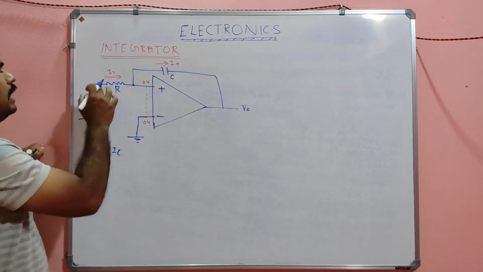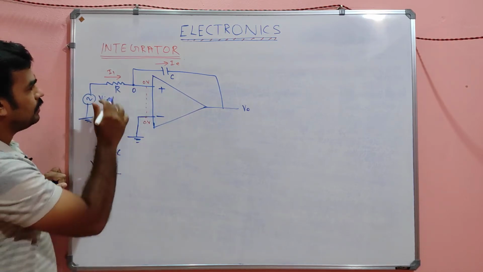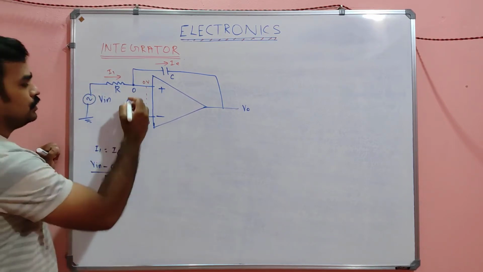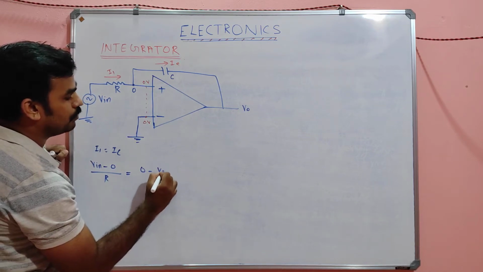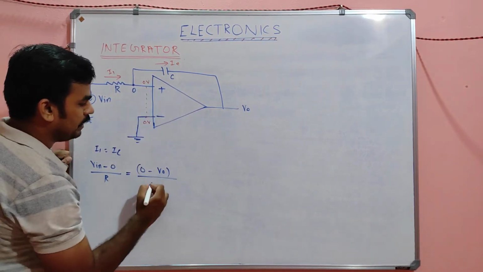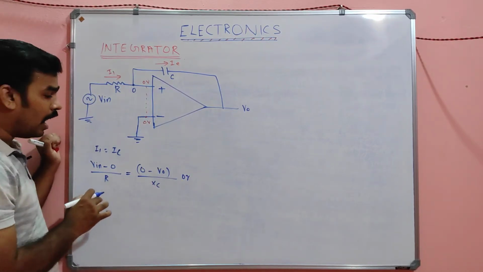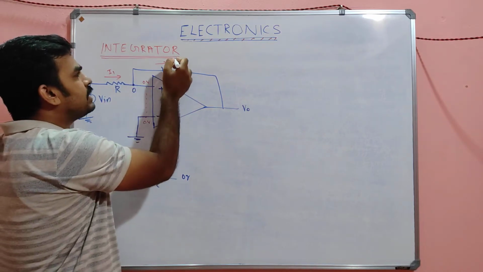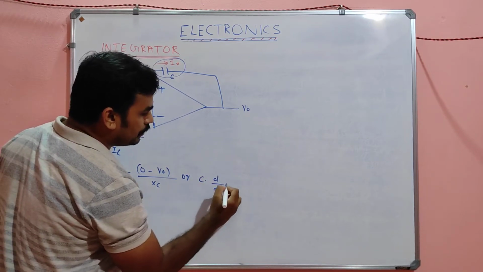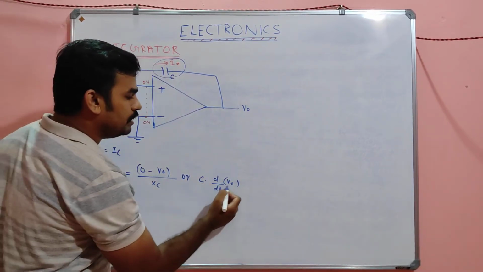This I1 is nothing but V input minus 0 divided by R. Is it clear? Which is equal to 0 minus V output divided by XC. Or another equation can also be written: V input divided by R is equal to the current across the capacitor. IC is nothing but C into d by dt of VC, where VC is the voltage across the capacitor.